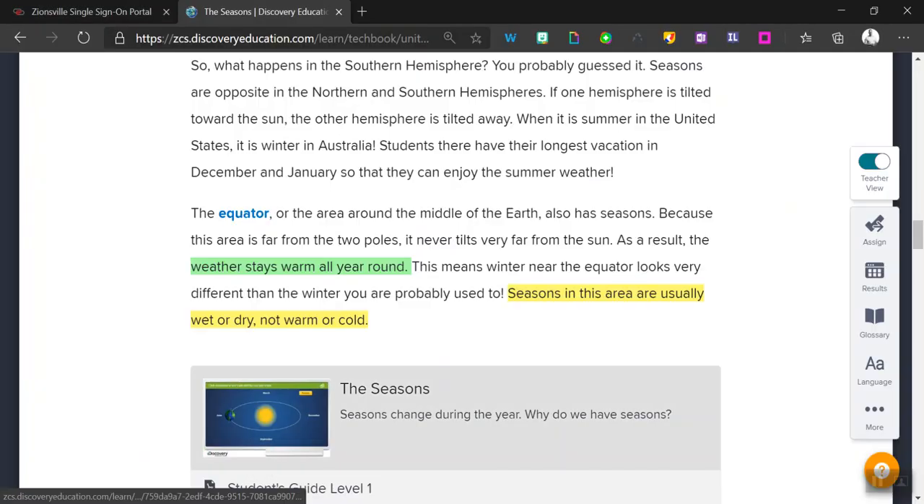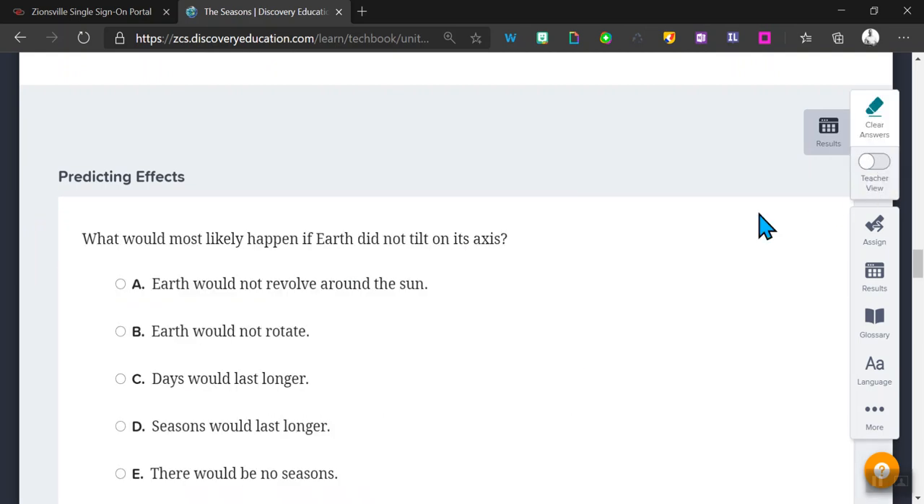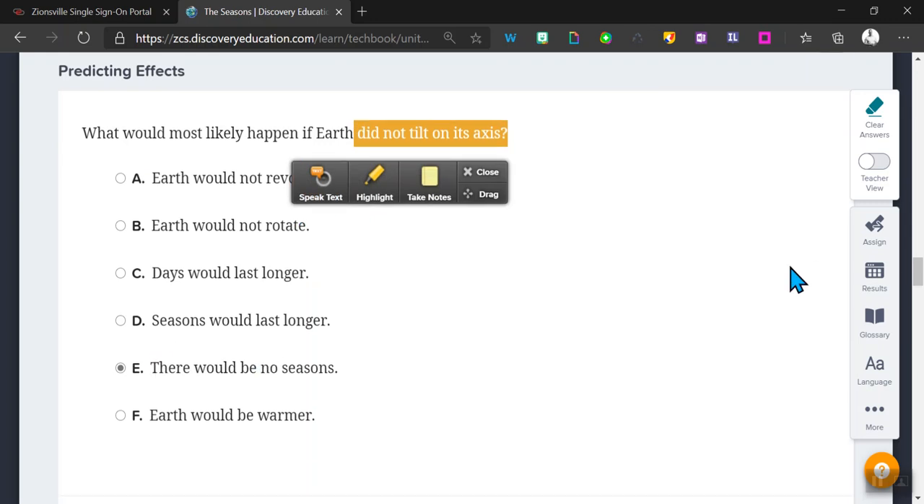Jump back to our reading. So, what would most likely happen if Earth did not tilt on its axis? Well, there would be no seasons. If we didn't tilt at all, everything would stay the same distance, the same angle from the sun. The angle of direct sunlight would stay the same throughout the year. So there is no seasonal change if we didn't tilt on our axis.